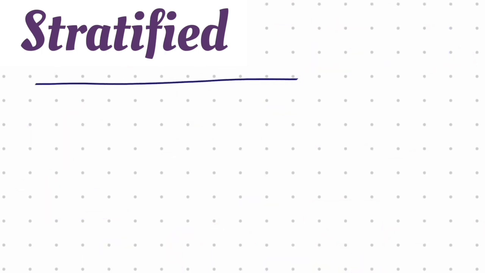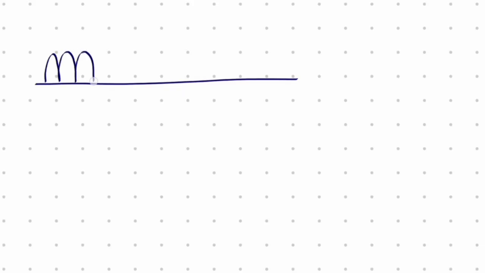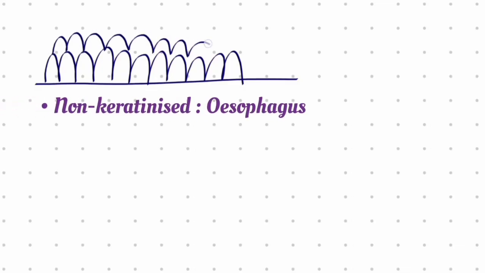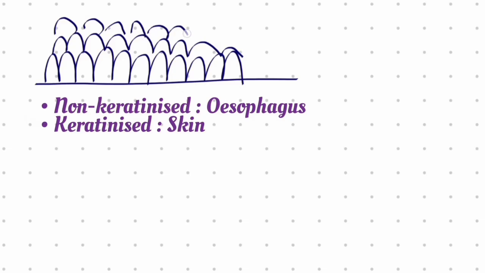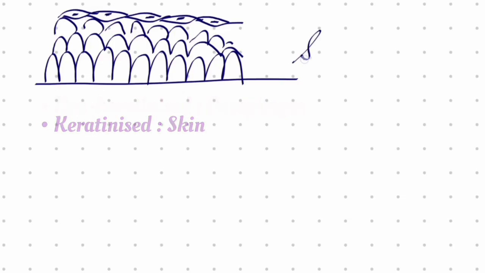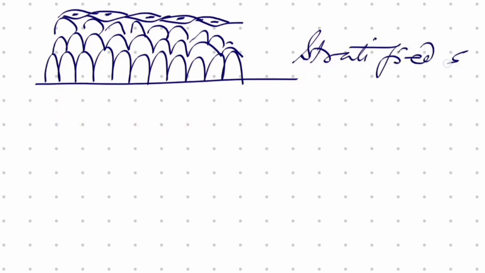Stratified means multiple layers of cells will be standing on the basement membrane. And in most cases, we see that the basal layer is columnar. Over it, there may be columnar cells or cuboidal or polyhedral cells. And in case of stratified squamous, the topmost layer will be squamous cell. And that will give it the name of stratified squamous.